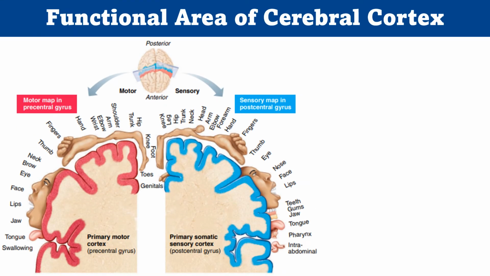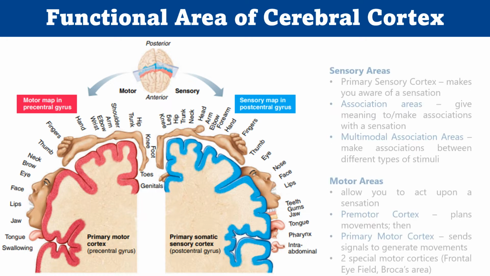Then we have the functional areas of the cerebral cortex. You can see here in the picture the motor map in the precentral gyrus and the sensory map in the postcentral gyrus. One part of the brain is responsible for the motor input and the other is for the sensory input.